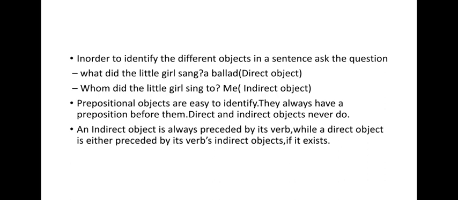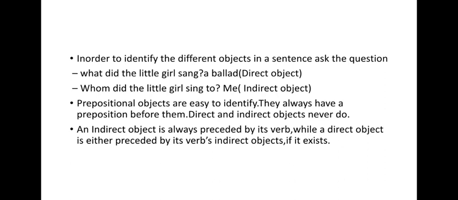Now here, to find the direct object, you just have to ask the question, what did the little girl sing? Here the answer is a ballad. So here it is your direct object. To find an indirect object, whom did the little girl sing to? Me. So here me is the indirect object.